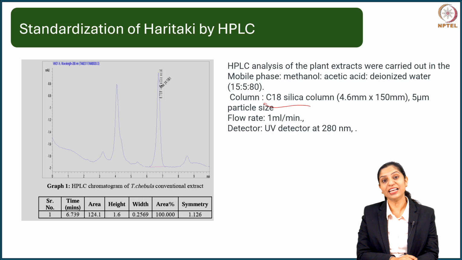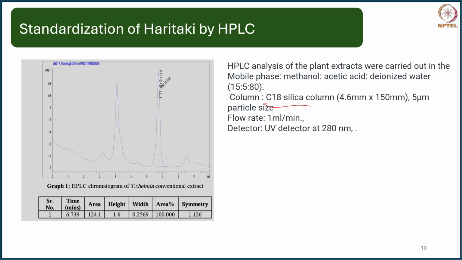The mobile phase has to be polar here. So mobile phase is methanol, acetic acid and deionized water in a ratio 15:5:80 totals to your 100. So when they did this, they got a good peak of your ellagic acid here at about 6.8, 6.739 more specifically minutes.